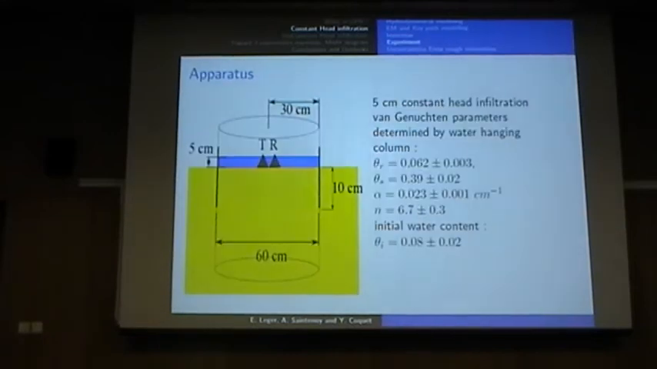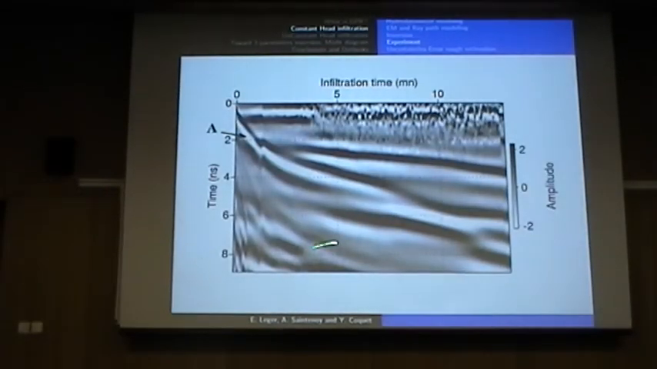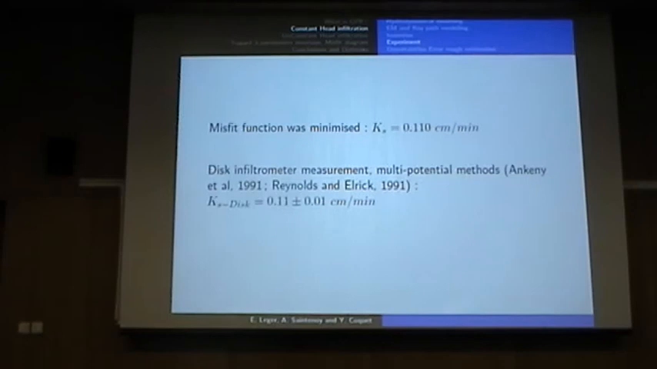So based on this modeling, we made an experiment. We applied 5 cm of constant head during 10 minutes with the following Van Genuchten parameters determined by water in column, and we determined the initial water content as well. Then we obtained this radargram. So you see the air reflection here, which corresponds to the wetting front. We pick this reflection and we invert it.